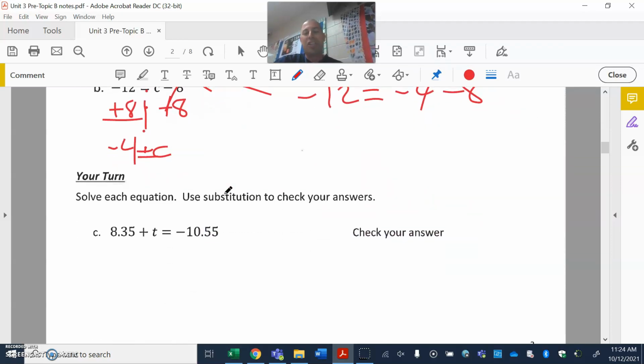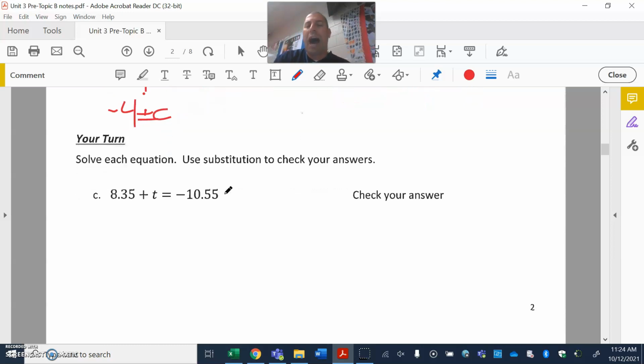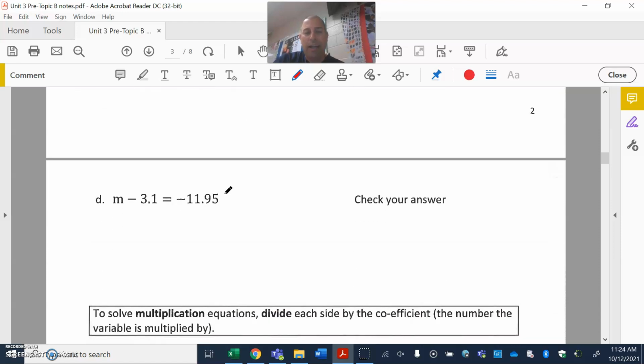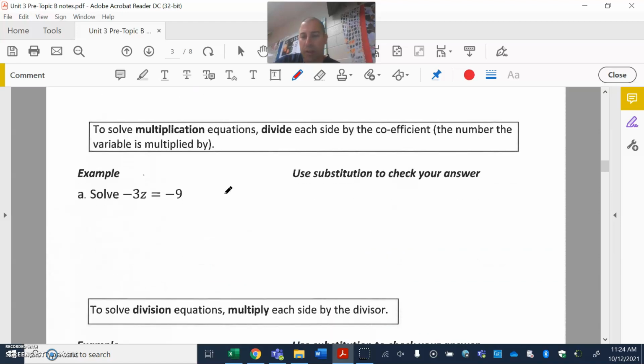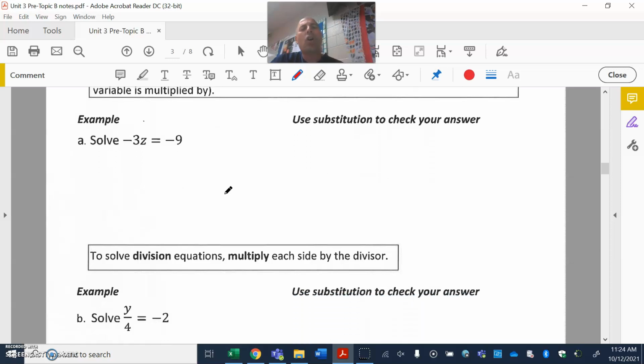All right. So again, the idea is do the opposites. So that's addition and subtraction. So let's welcome to the party multiplication and division here. Now, remember, it's all about the opposite operation. So here, when I see a number up against the letter, that means to multiply. So to undo multiplication, we're going to need to do some division.